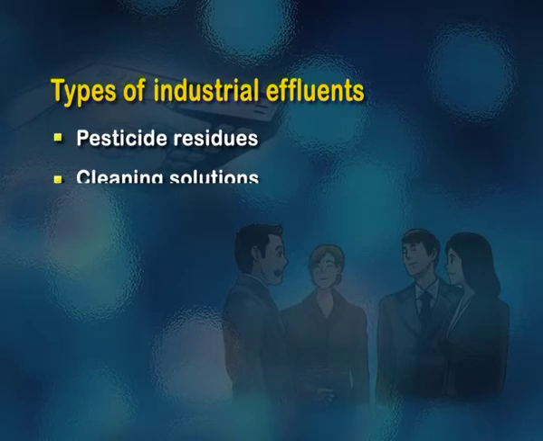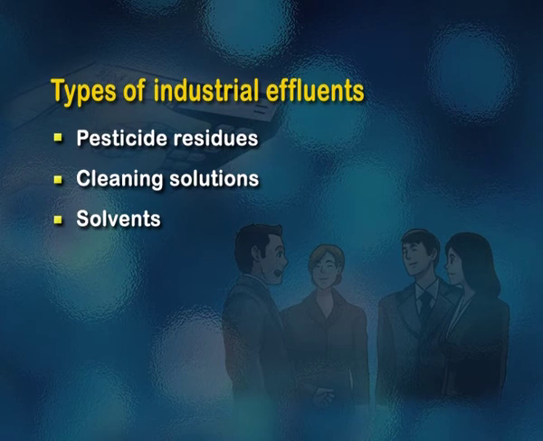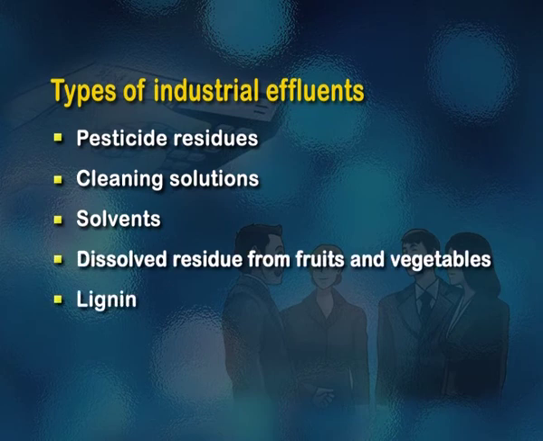Let us look in. Industrial wastewater consists of both organic and inorganic substances. Organic substances are those which have carbon as the skeleton, and inorganic substances are compounds which can dissociate into ions. Organic waste includes pesticide residues, cleaning solutions, solvents and also dissolved residues from fruits and vegetables, and lignin, which is a source from the pulp and paper industry, and also oil which is generated during the refining process of petroleum. All these are considered organic waste.